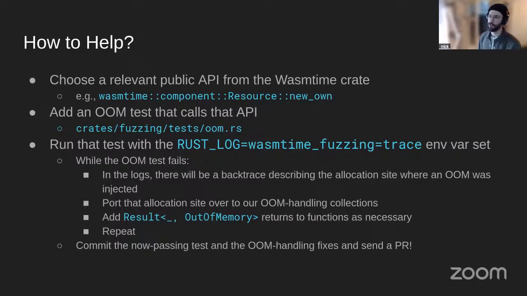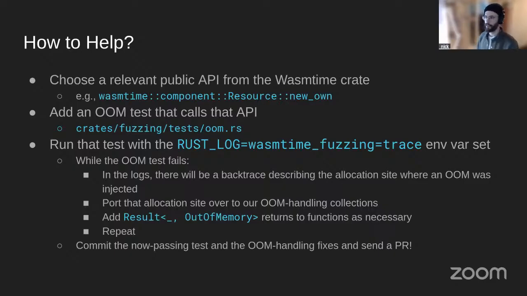Basically, all you have to do is choose a public API from the Wasmtime crate where it makes sense that we want to handle OOM there, right? So basically not compilation or whatever. So for example, creating a new resource on the host. And then go into the OOM test file and add a new OOM test that calls that API.